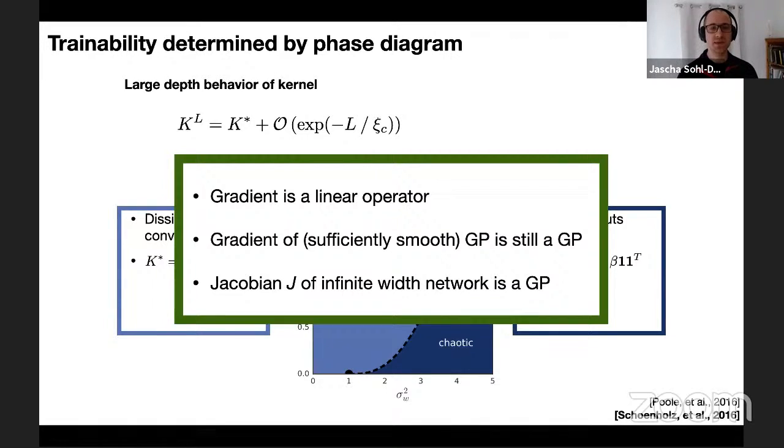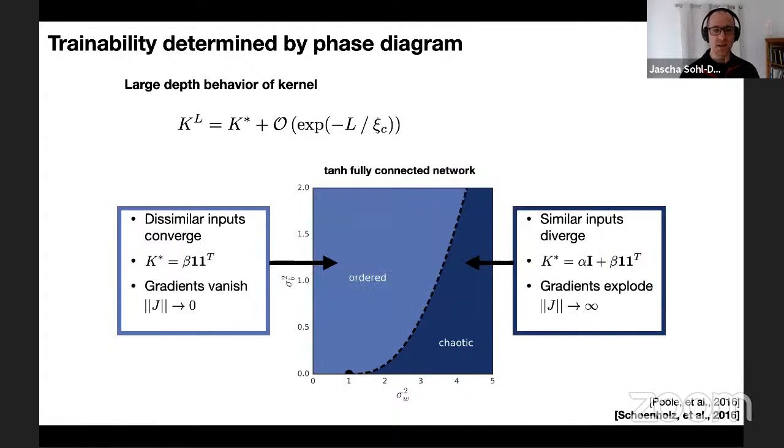This means we can do a nearly identical analysis of the input-output Jacobian of the network as we did for the forward propagated activations. When we do this, we find that in the ordered phase, the Jacobian norm goes to 0 and gradients therefore vanish. In the chaotic phase, because small changes to the input cause large changes in outputs, the Jacobian norm goes to infinity and gradients explode. As you might imagine, both of these behaviors make training deep neural networks extremely difficult.